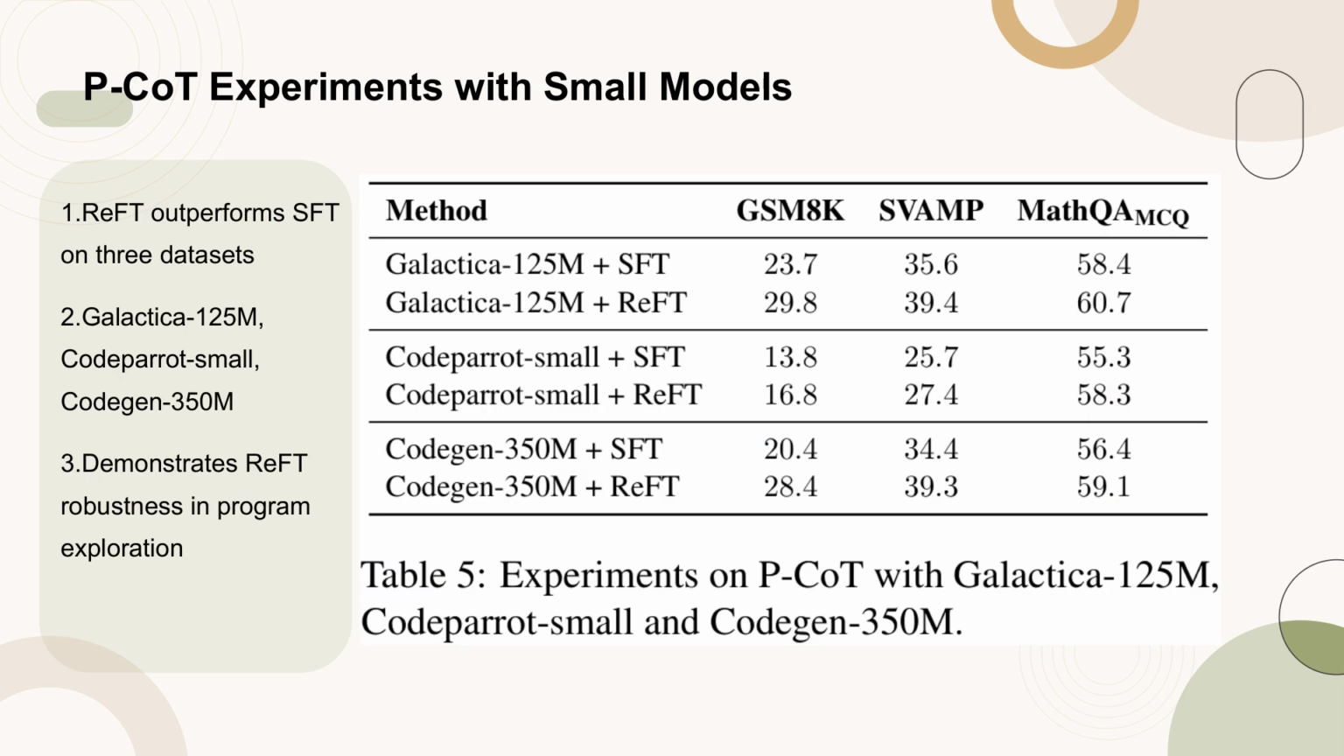Table 5 presents the results of experiments conducted on the PCOT data using 3 small language models, Galactica 125M, CodeParrot Small, and CodeGen 350M. The table shows a comparison between the performance of SFT, Supervised Fine-Tuning, and ReFT, Reinforcement Fine-Tuning. Notably, ReFT consistently outperforms SFT across these 3 datasets, highlighting the robustness of ReFT in the exploration of reasonable programs. This performance improvement underscores the effectiveness of ReFT in scenarios involving small language models.